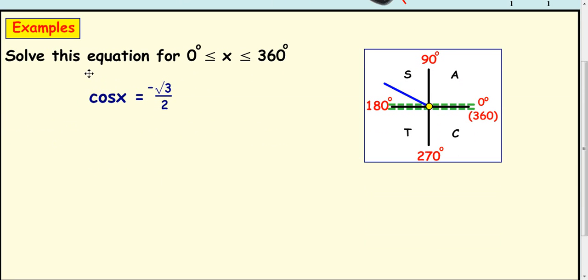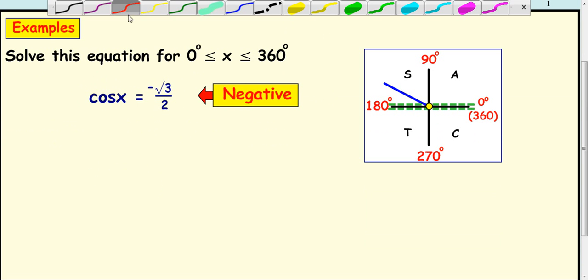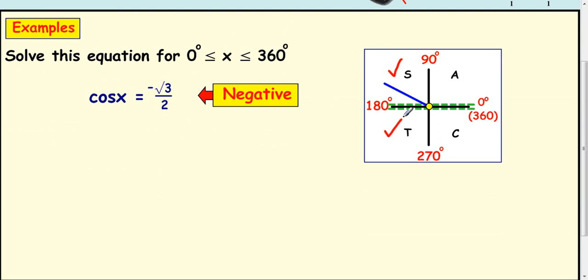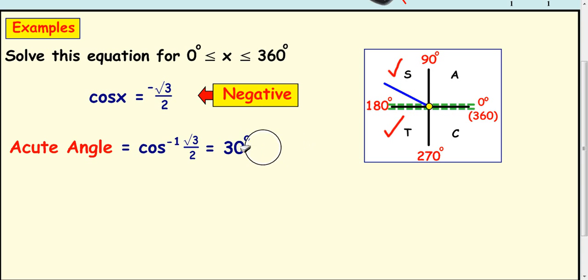Okay, second example, same idea. First thing I would look for is to see whereabouts we're dealing with the cosine wave, where it's positive or where it's negative. Now clearly we see a negative root 3 over 2, so it's negative. Tick which quadrants cosine is negative, which would be the sine and the tan. We'll then find our relative acute angle. So we use the positive value, so inverse cos root 3 over 2, and that would be the cos of 30.